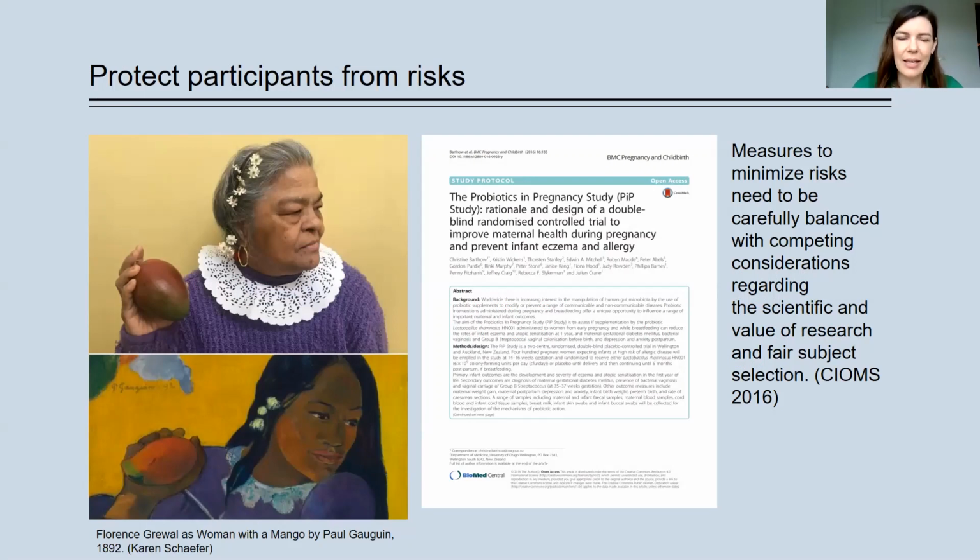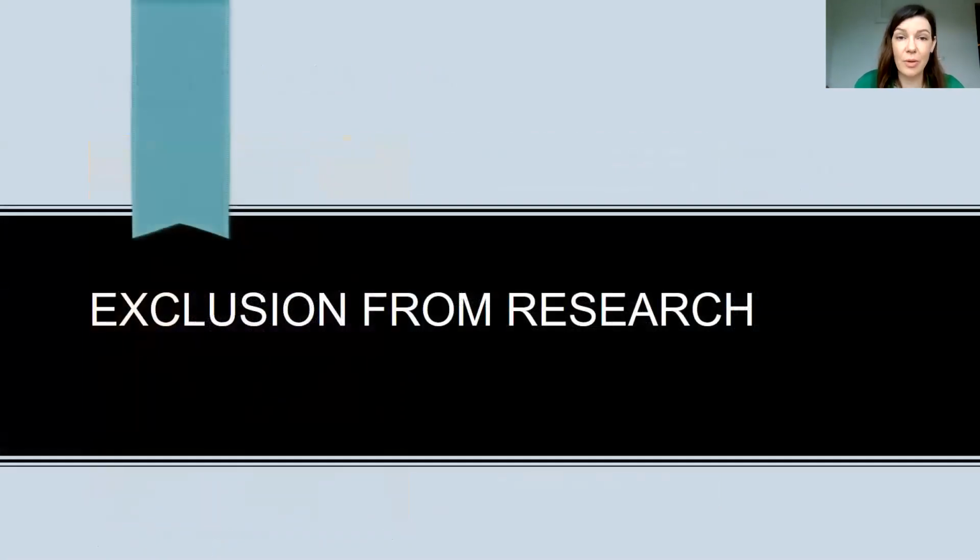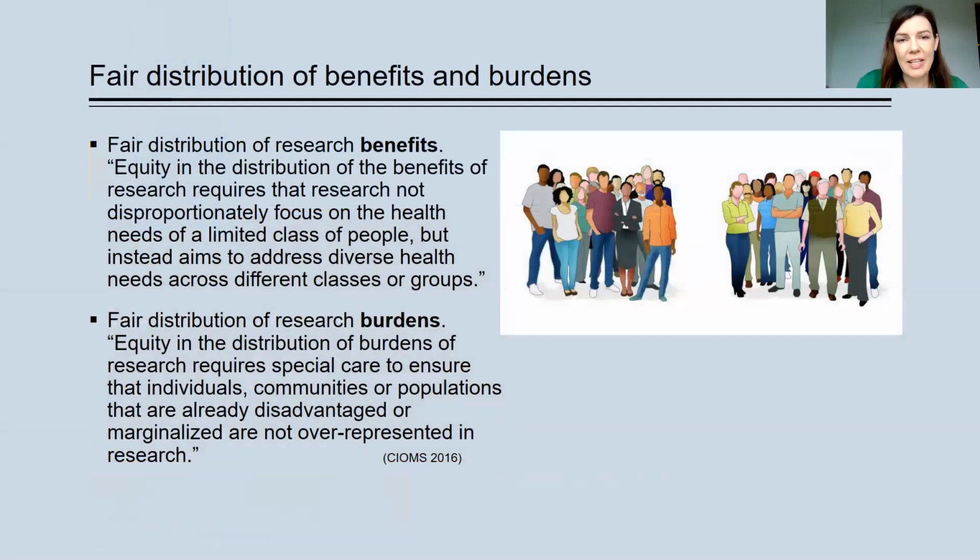So you can start to see that inclusion-exclusion criteria are quite a complex element of research. CIOMS says that on balance, measures that are designed to minimize risk, and that would include, for example, exclusion criteria for certain population groups, need to be carefully balanced with competing considerations regarding the scientific and social value of the research and fair subject selection. So this brings us to the broader point about exclusion from research. As I've said, it's problematic if certain groups are systematically excluded from research because it means we don't generate sufficient clinical knowledge to inform their clinical care.